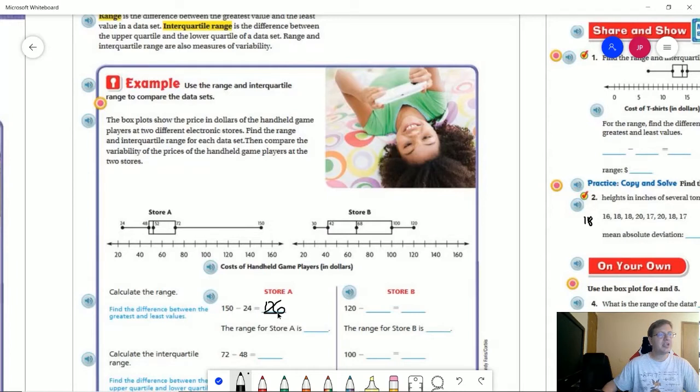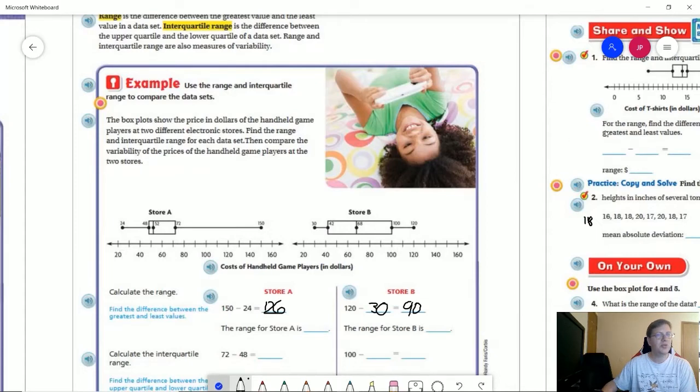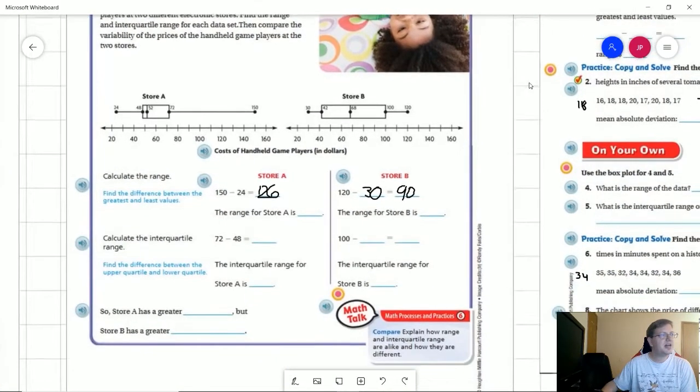We are going to be talking about how these values compare from store A to store B, so don't worry about writing anything down for that. There could be two possible things depending on how you read that. So for store B, we're working with 120, and we are going to subtract 30. And so that is going to give us a range of 90 for that. And so the range for store B is going to be smaller than the range for store A. Or we could say the range for store A is greater than the range for store B, depending on which one we're asking to compare to the other.